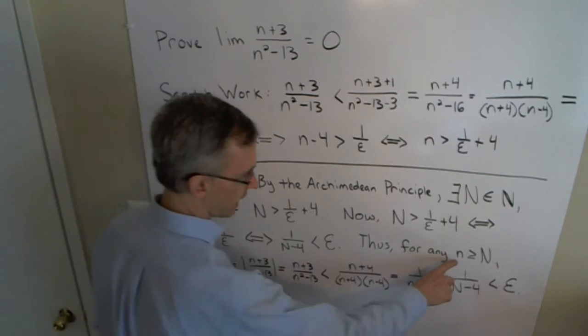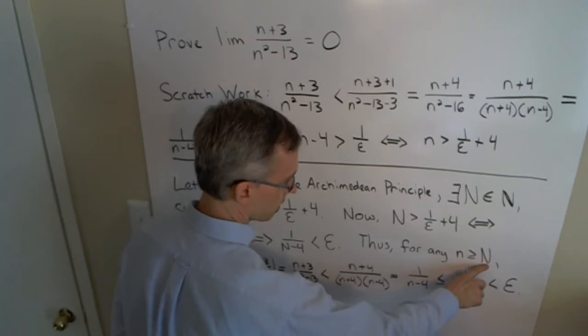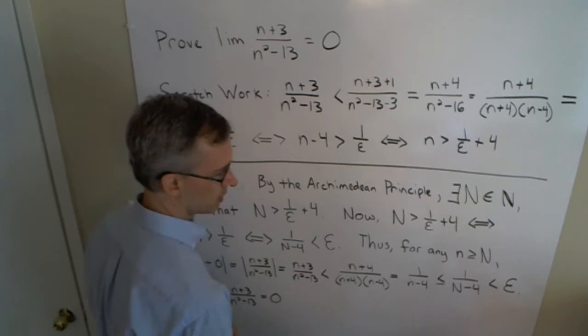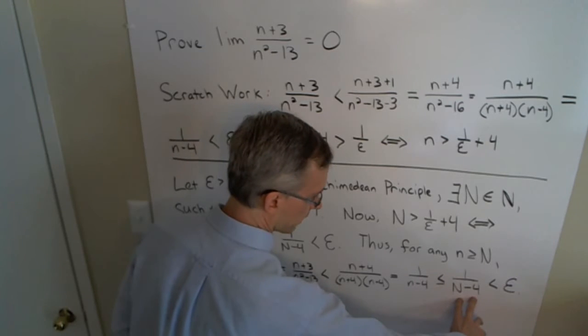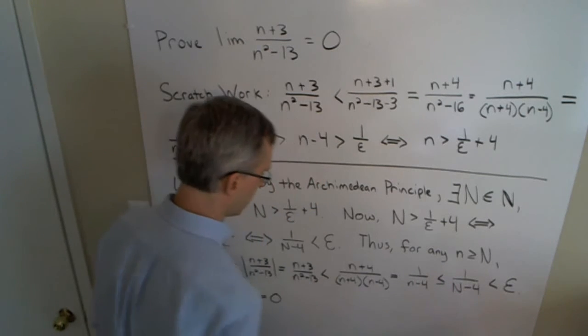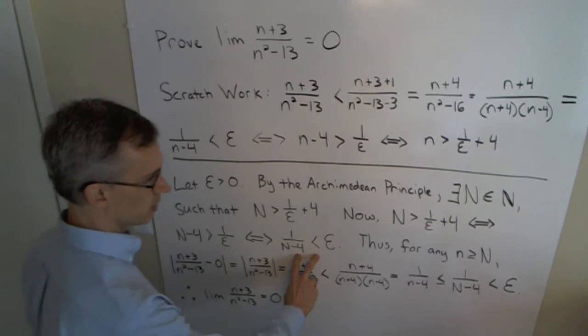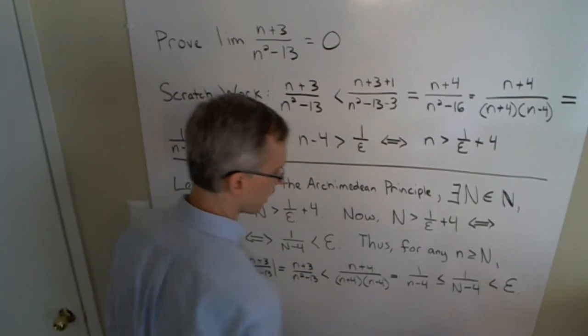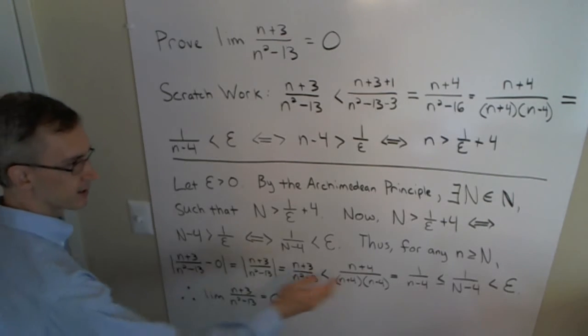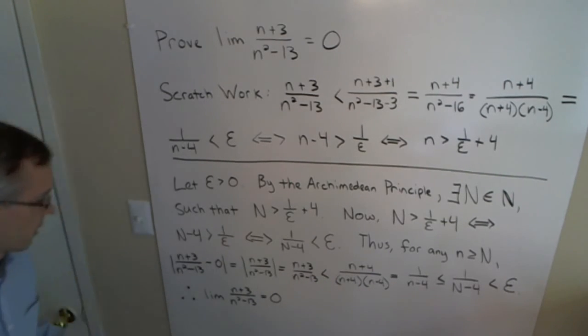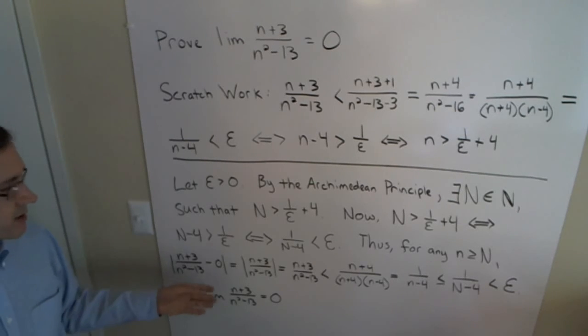And now, since n is greater than capital N, this fraction will be smaller than the one with capital N. And as we showed here, this is less than epsilon. So the absolute value of the difference between the terms and our limit is less than epsilon, and therefore we have shown that the limit of the sequence is 0.